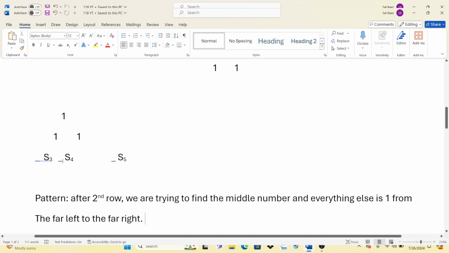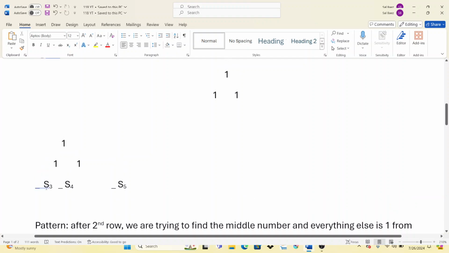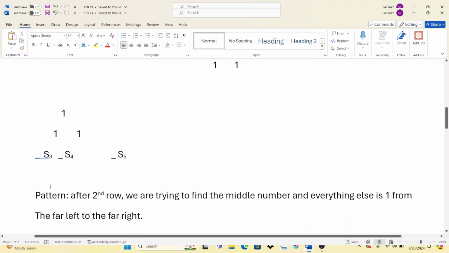And so when n equals 2 here, we know there's a pattern here as well. I forgot to mention, I said it here as well. After the second row, we're trying to find the middle number, and everything else is 1 from the far left to the far right. So in the example n equals 2, S3 and S5 are going to be 1, because that's the pattern. Think of it like you start with 1 at the top, and going to the left, it's always going to be 1, and to the right is going to be all 1s.